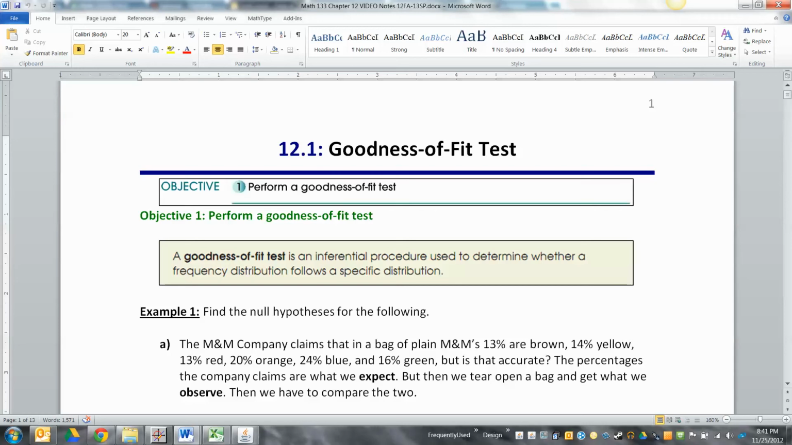So now we're into chapter 12. Chapter 12, we only have two sections to cover. And in 12.1, we only have one test. But hey, it's a test. I know it's a shocker for you, but we're going to be doing hypothesis testing.